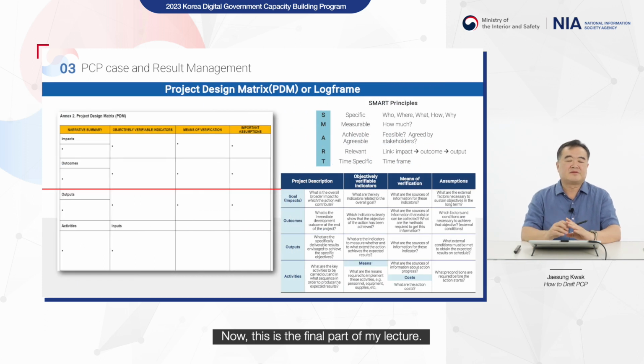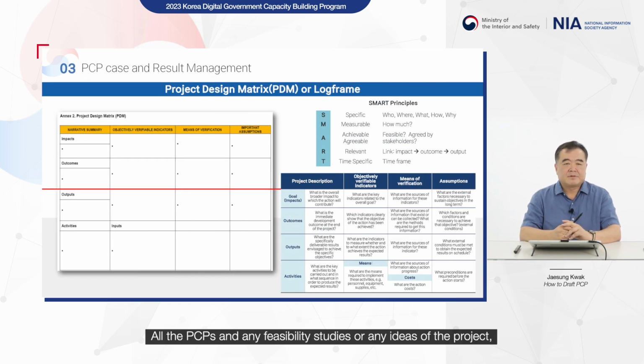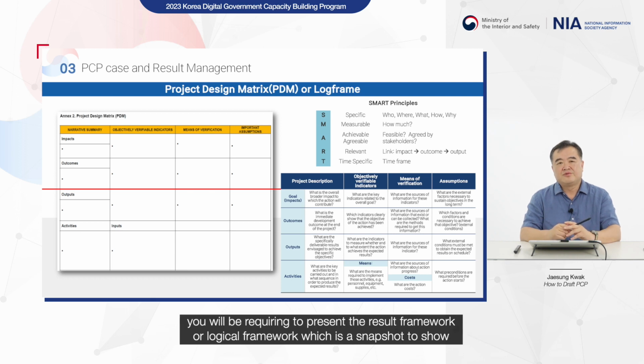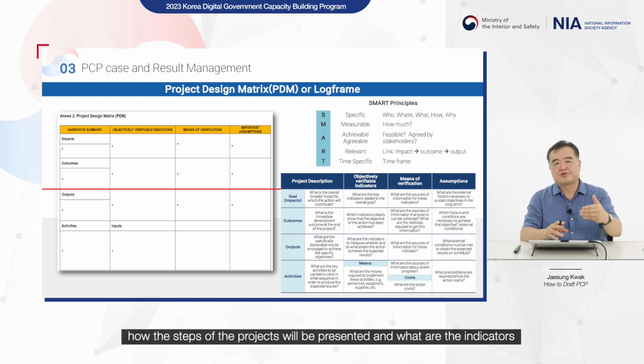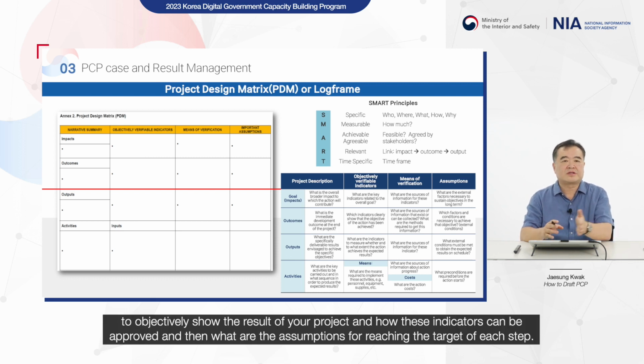Now, this is the final part of my lecture. For all the PCPs and any feasibility studies or any ideas of the project, you will be required to present a result framework or logical framework, which is a snapshot to show how the steps of a project will be presented, what the indicators are to objectively show the result of your project and how these indicators can be proved, and then what the assumptions are for reaching the target of each step.